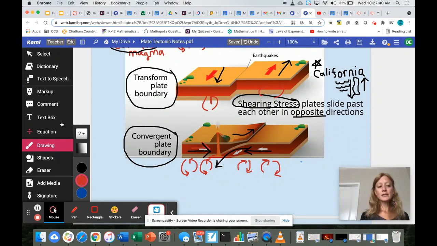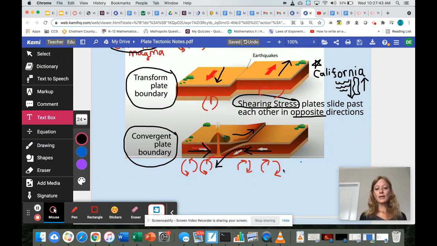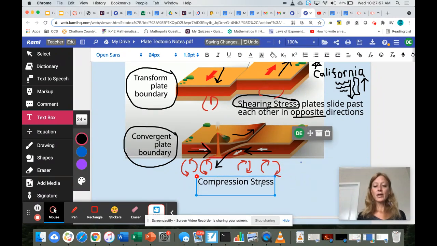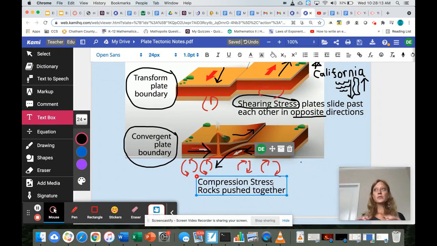This type of stress, this time let's go to the text box. This type of stress is called compression. Compression stress. And with compression stress, I'm just going to move that over here. It's exactly what it really is, right? It's rocks being pushed together. So rocks pushed together. The first one, rocks were pulled apart, right? This is compression showing rocks being pushed together.